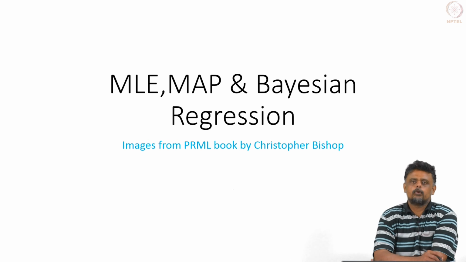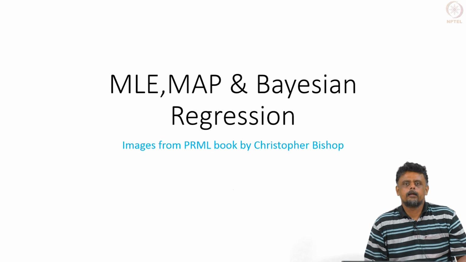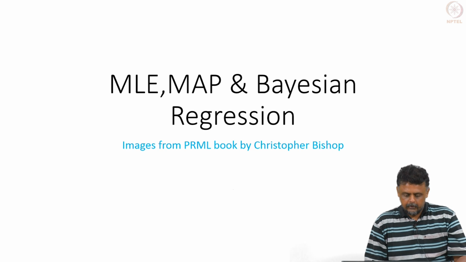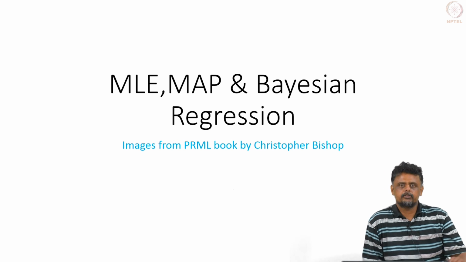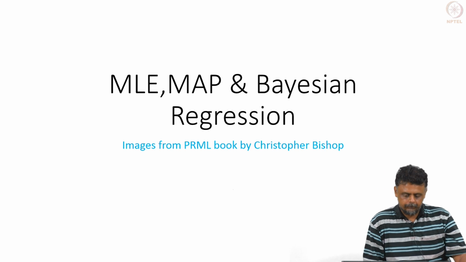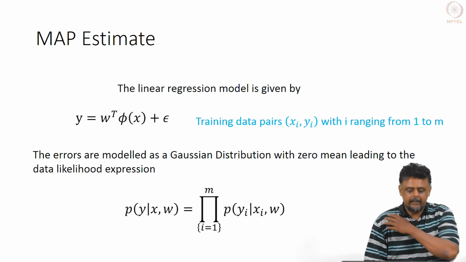Hello and welcome back. So, in this video we will look at MAP, or maximum a posteriori estimation, in Bayesian regression. The material is inspired by the PRML book by Christopher Bishop, and many images are also taken from the book. Okay. So, we will just consider it in the context of linear regression.